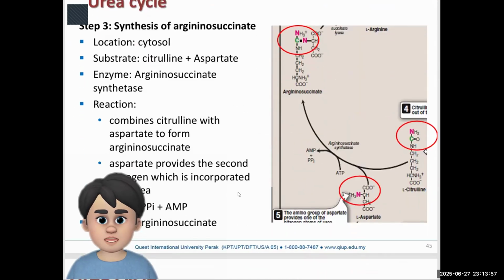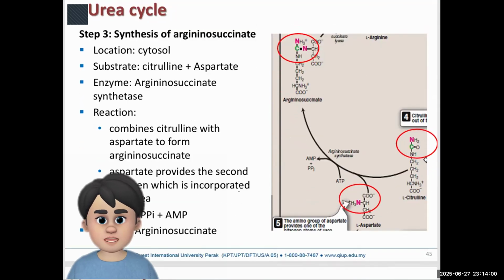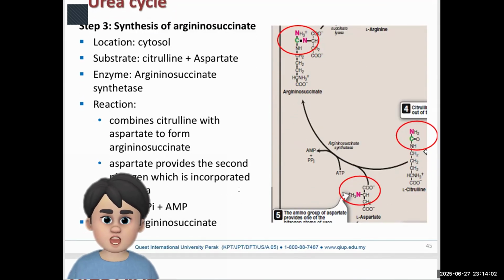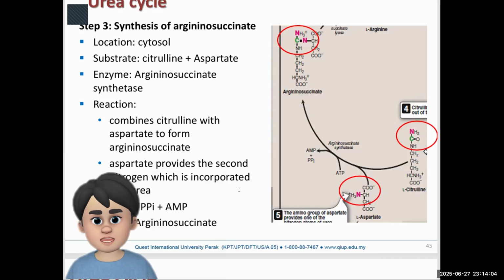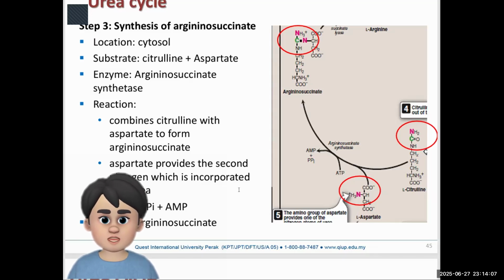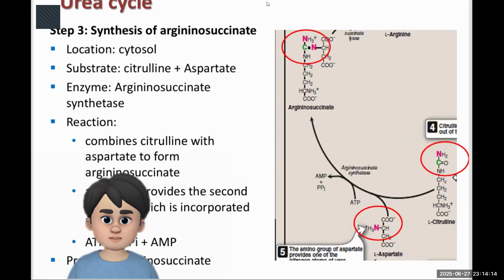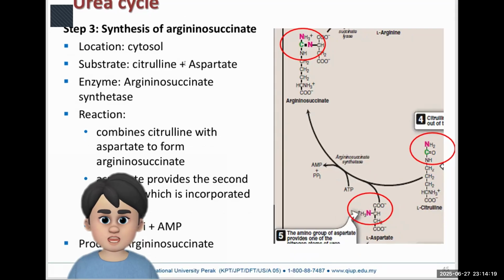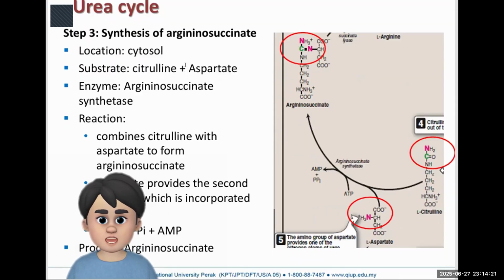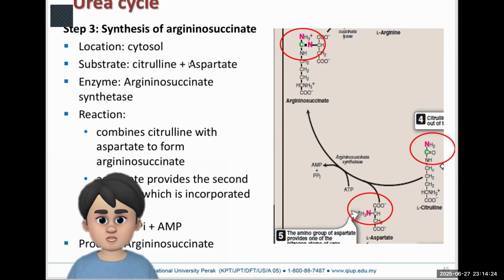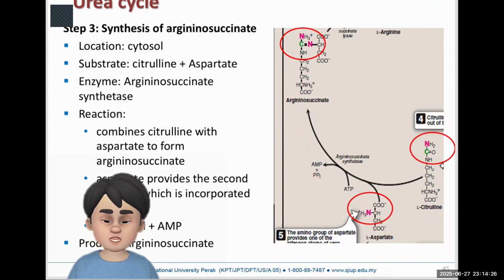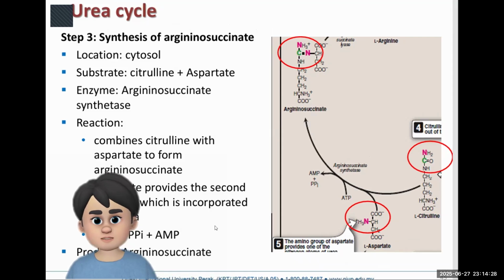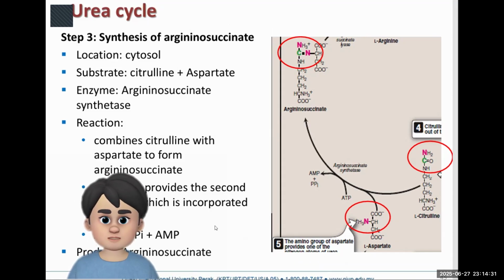Then step 3, synthesis of argininosuccinate. This happens in the cytosol. Don't ask what the cytosol is and its function. I mention those things because when you learn cytology for your A levels, you might have learned about the structure of the mitochondria and also the structure of the chloroplast. Those are basic things, so you can go through and understand them if you need additional information.